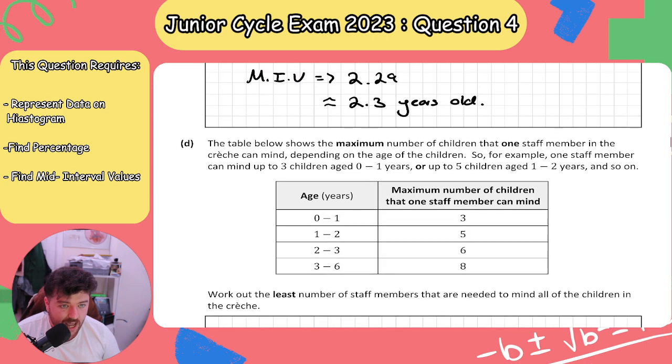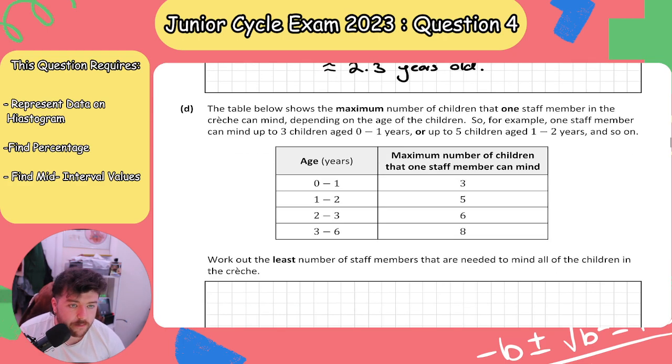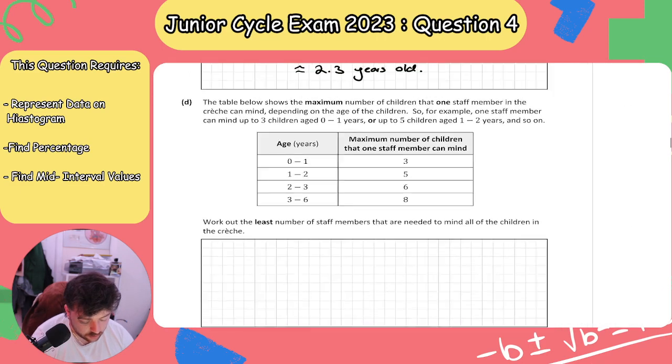So the average age of the kids in the creche is 2.3 years old. Right? So what's this question asking us here? Let's read it again. So the table below shows the maximum number that one staff member can mind. So work out the least number of staff members that are needed to mind all of the children in the creche. I actually don't think we need my mid-interval value for this. I think we just need to go back up here.